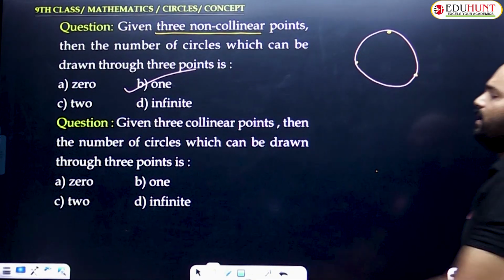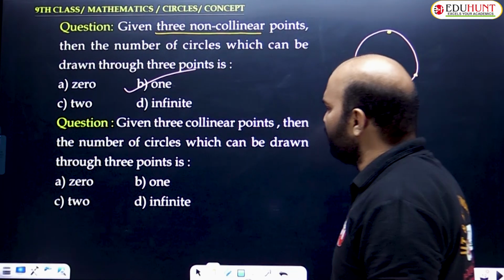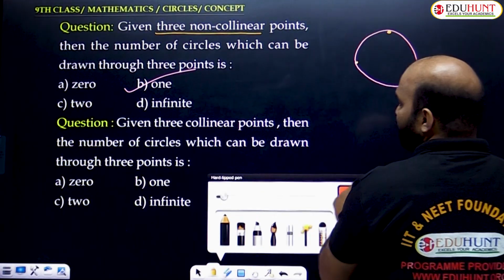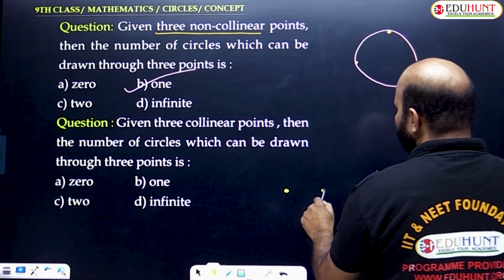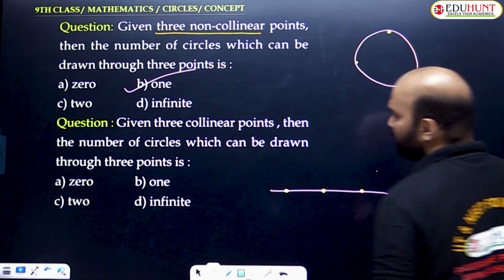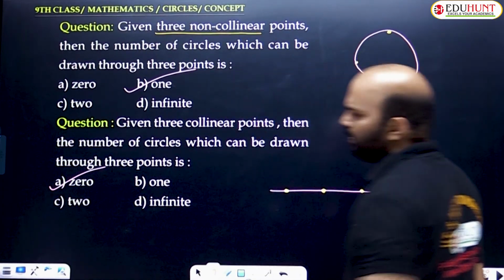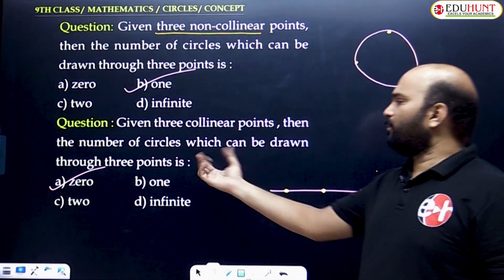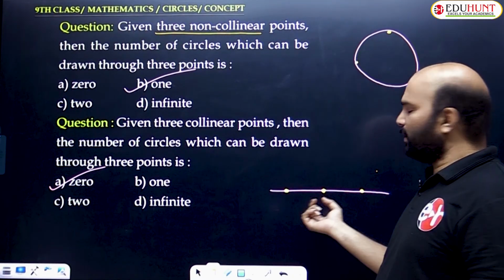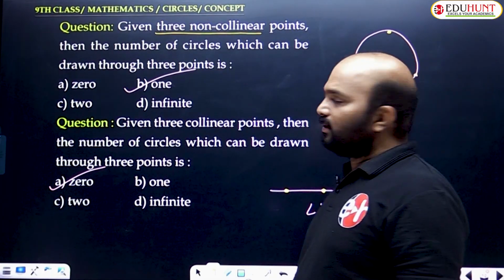Next question: given 3 collinear points, the number of circles which can be drawn through the 3 points is option A 0, option B 1, option C 3, option D infinite. Collinear means you can join these 3 points and they pass through a single line. So is a circle formed? No. So the answer is 0, option A. When 3 collinear points are given, the number of circles that can be drawn is 0, because a line is obtained. It is a line, not a circle. Option A, 0, is the right answer.